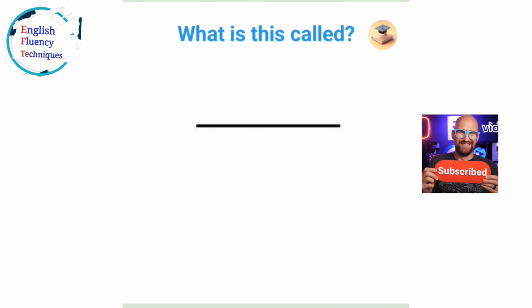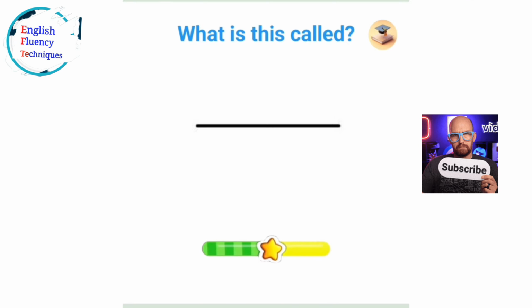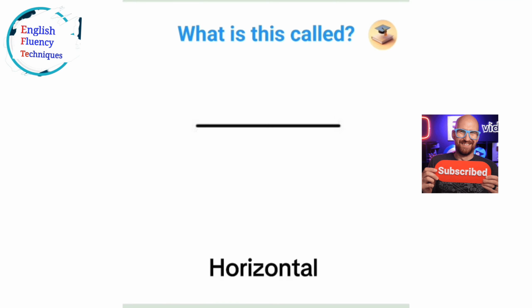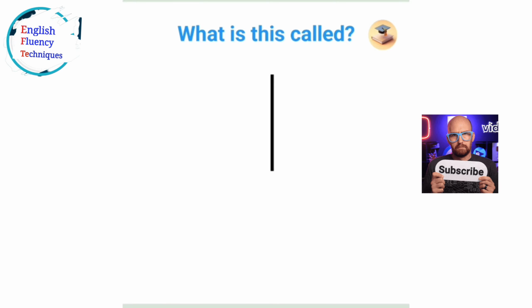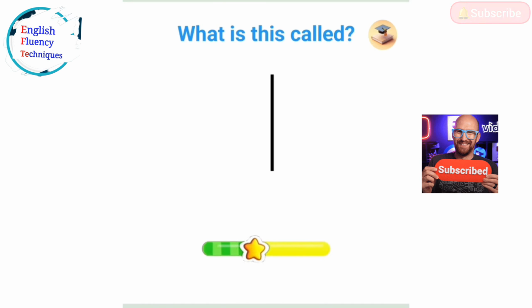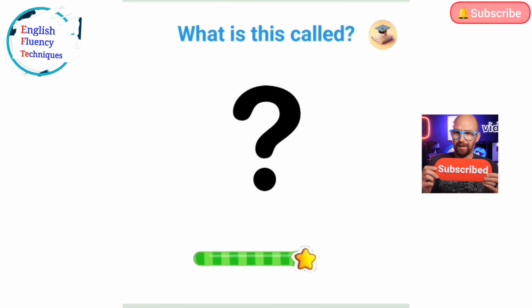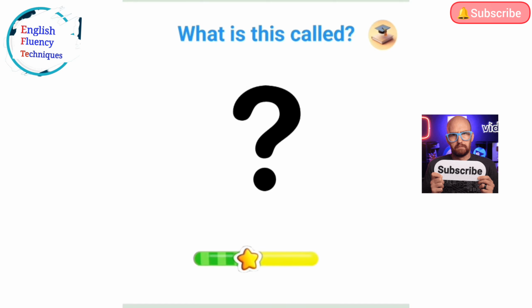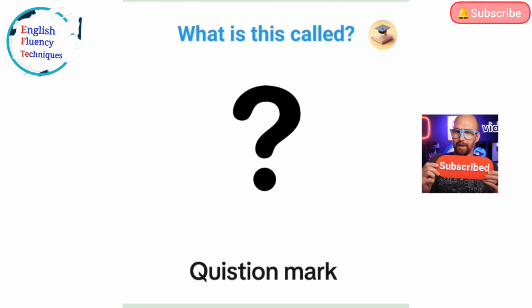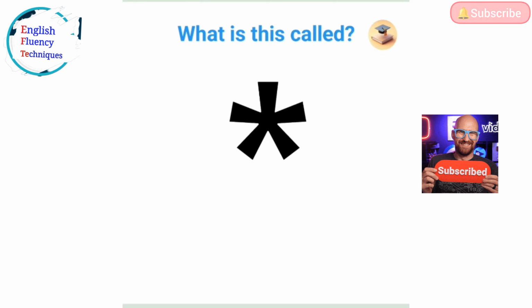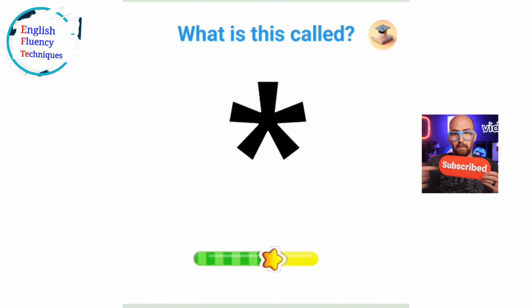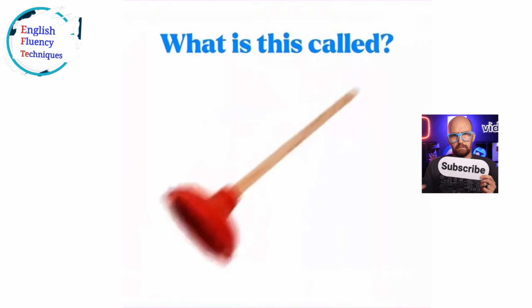What is this called? Infinity. What is this called? Horizontal. What is this called? Vertical. What is this called? Question mark. What is this called? Write in comment.